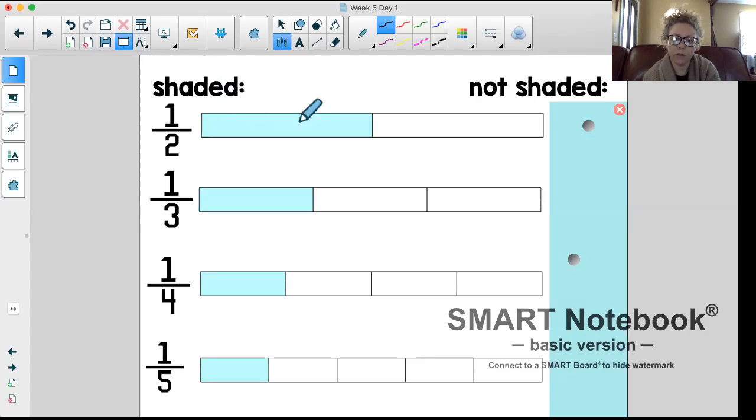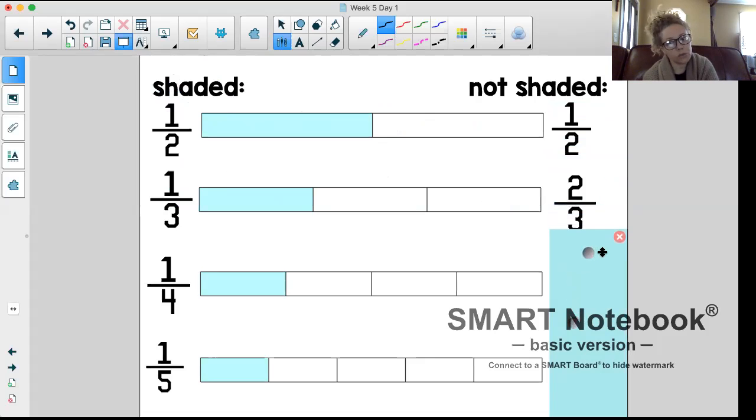These are halves. 2 halves make a whole. We know 1/2 is shaded. If 1/2 is shaded, what is not shaded? Also 1/2, because there are 2 halves in a whole. If 1/3 is shaded, what is not shaded? Hopefully you said 2/3, because there are 3/3 in a whole.